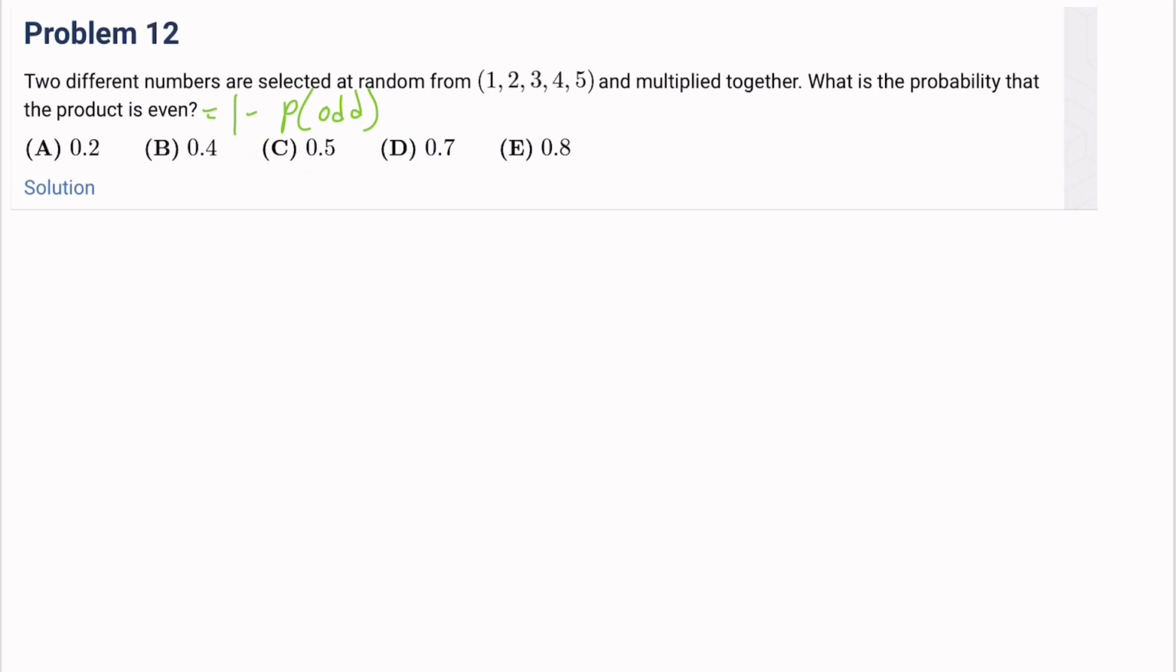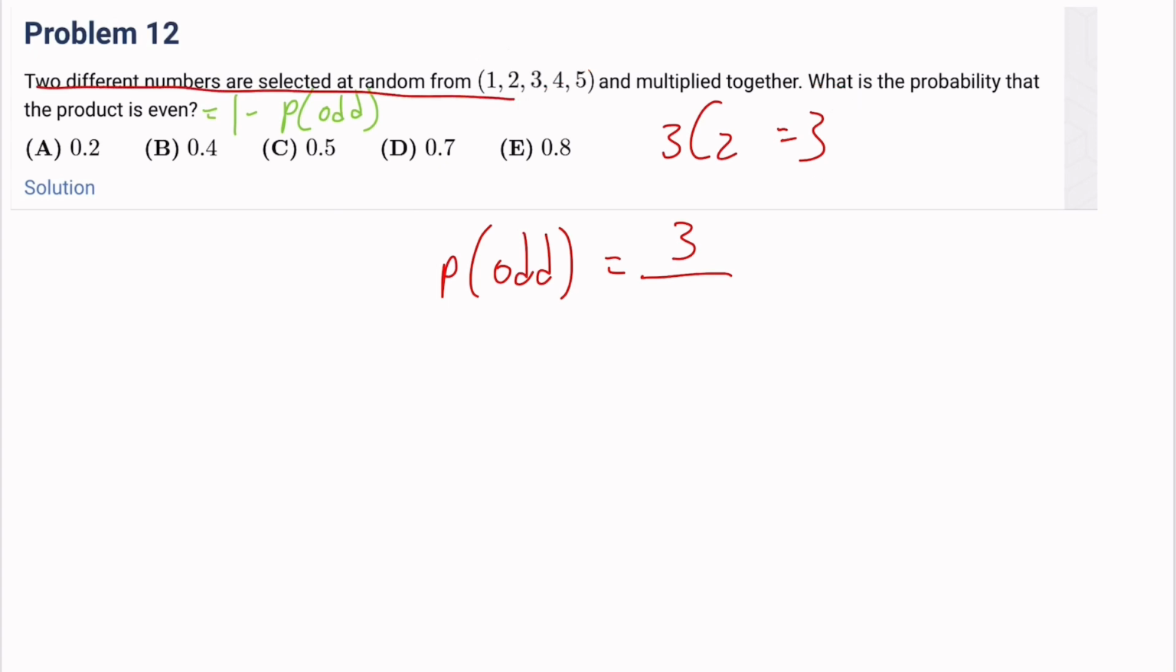because for the product of the numbers to be odd, that means all of the numbers have to be odd, right? And so we have 3 odd numbers and we have to choose 2 of them, right? So that's 3 choose 2. That's 3 ways to get odd numbers, right? So the probability of odd is 3, from 3 choose 2, over 2 different numbers being selected from 1, 2, 3, 4, 5, the whole thing, right? So 5 choose 2, which is 10.